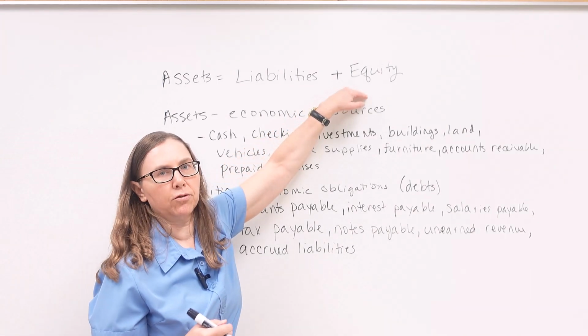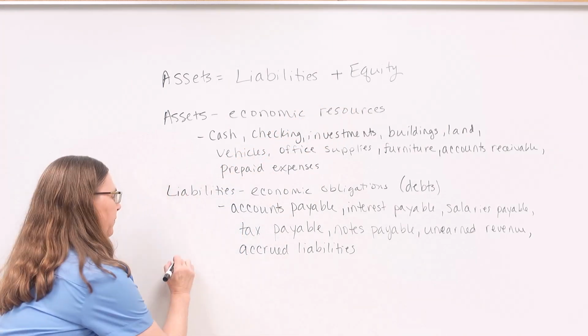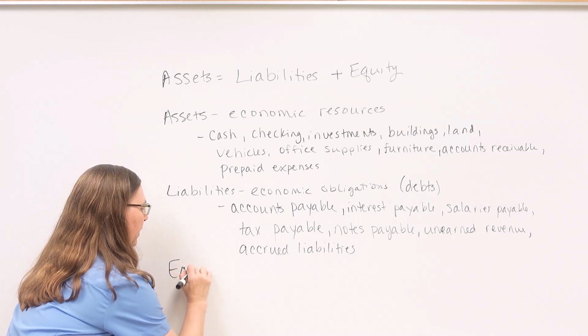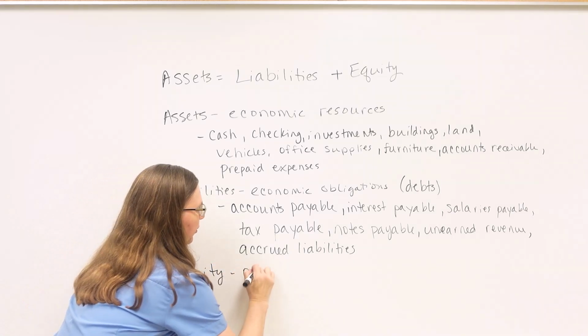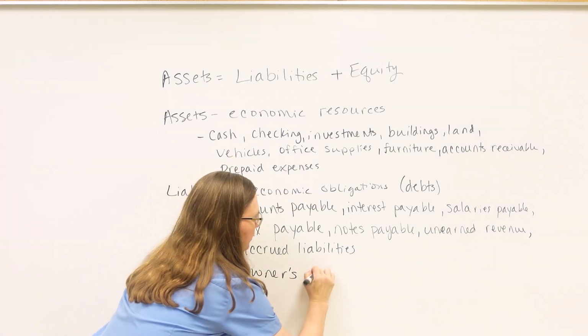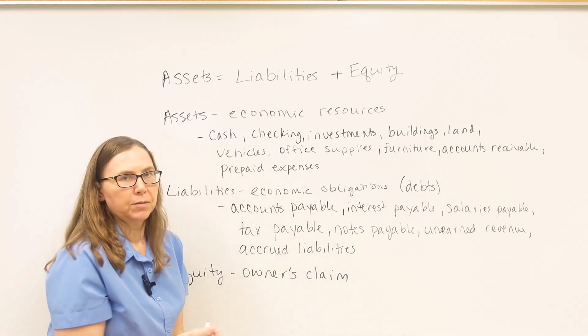And then the third category is equity, which is the owner's claim to the assets of the business.